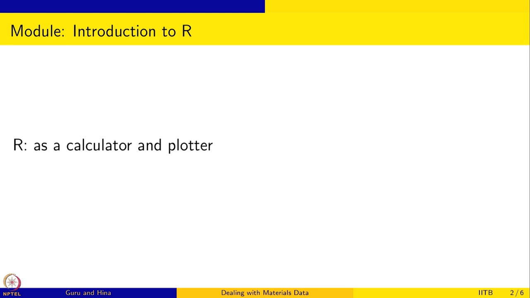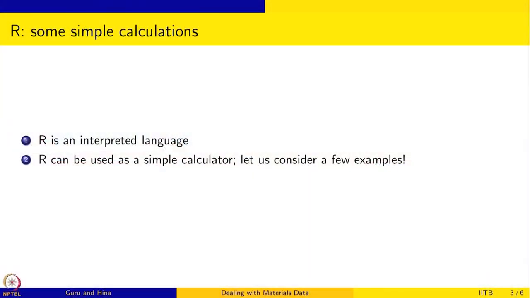But before we do all that, I just want to show you that R can be used simply as a calculator and plotter. So, we will take some specific examples from simple material science and engineering and try to use R to do some calculations and plotting. Like I mentioned earlier, R is an interpreted language, and so you can use it exactly like a calculator. You type in some computation and you will immediately get the answer. And so, here are a couple of examples that I want to do.